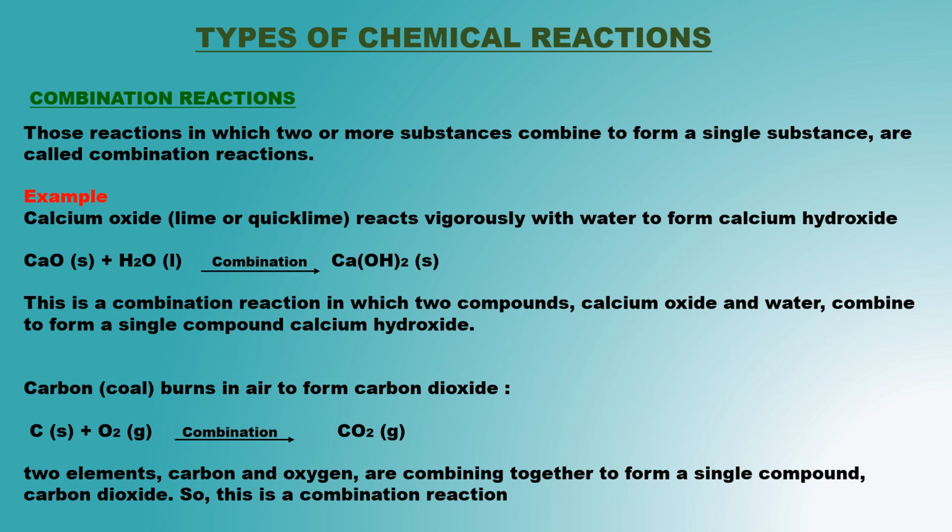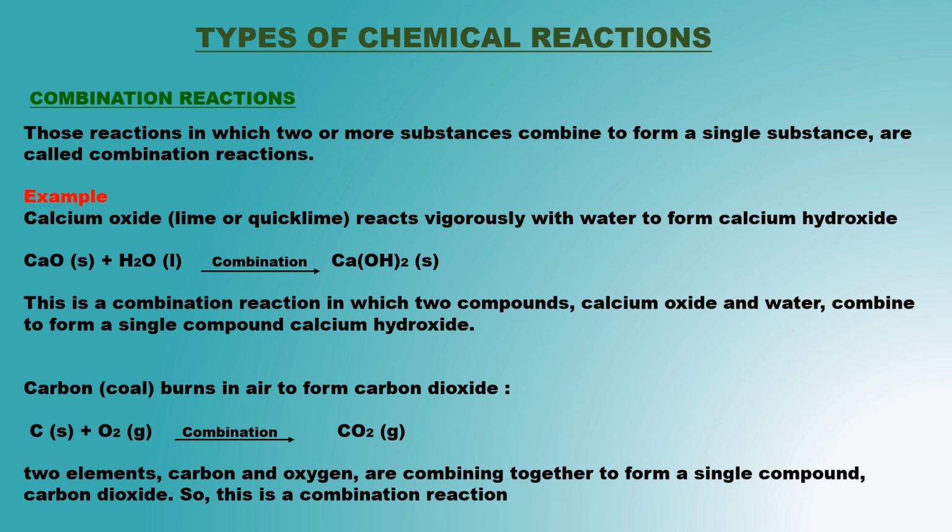Types of chemical reactions. Some of the important types of chemical reactions are 1. Combination reactions, 2. Decomposition reactions, 3. Displacement reactions, 4. Double displacement reactions, and 5. Oxidation and reduction reactions.